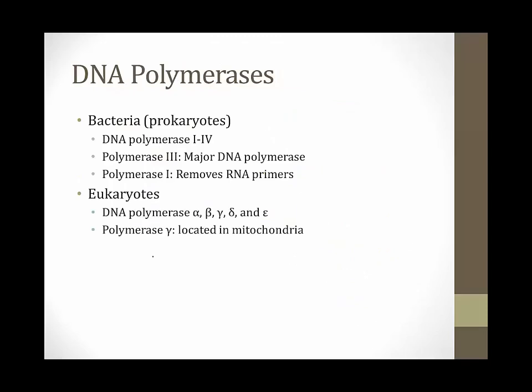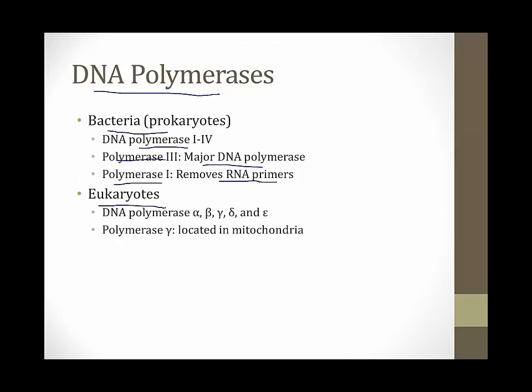Once the double helix has been opened up, the major enzyme that synthesizes new strands of DNA is called DNA polymerase, and there are a number of these enzymes. In bacteria or prokaryotes, there are 4 versions of DNA polymerase numbered 1 through 4. DNA polymerase 3 is the major DNA polymerase that synthesizes new strands of DNA. Polymerase 1 removes RNA primers. We'll talk about RNA primers in a minute, but they're another important component of making new strands of DNA.